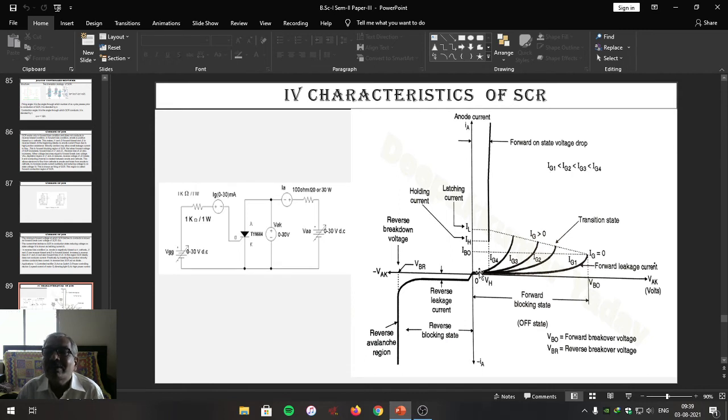Friends, this is what we call the IV characteristics, the forward IV characteristics of the SCR. In short, we can say the forward IV characteristics of the SCR change from the forward blocking state to the forward conduction state. In the forward blocking state, it doesn't conduct current, but due to minority charge carriers, some leakage current flows. But when the voltage reaches VBO, the SCR starts conducting to increase the anode current, and it goes to the conduction state.